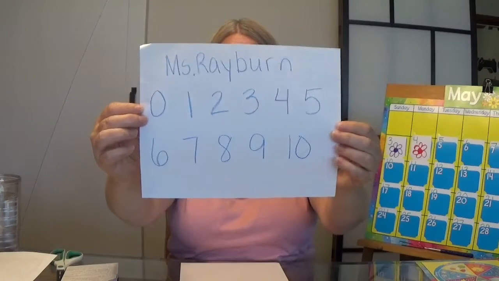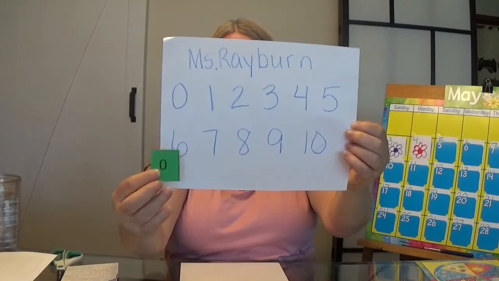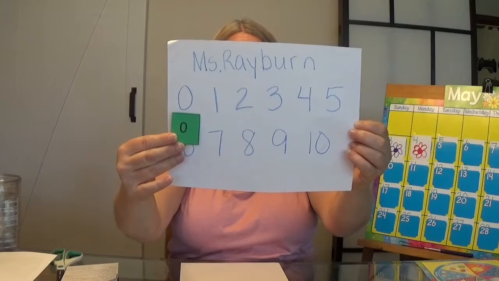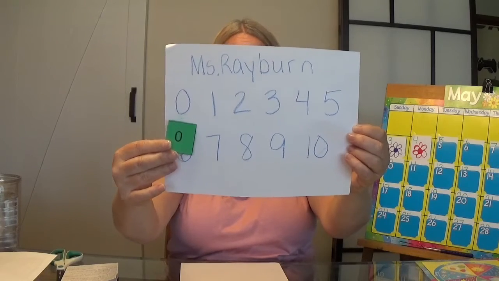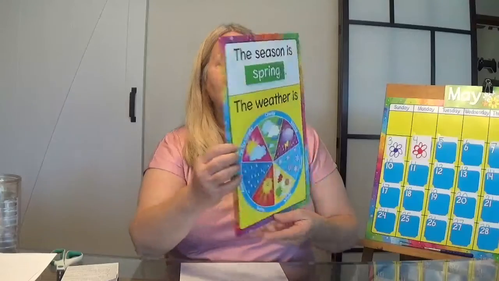Write your numbers 1 through 10, but if you need help, you can use your number cards to help you remember what those numbers look like. If you have a chance, I'd like you to take a picture and send it to me. All right, next I want you to look at the weather.